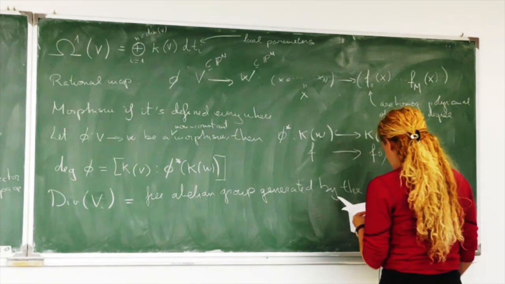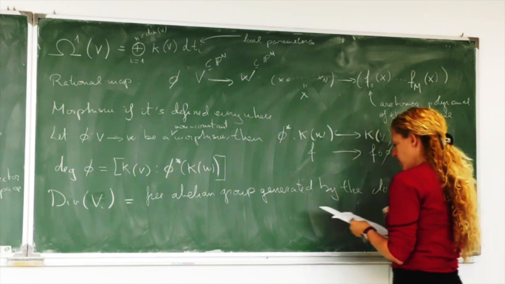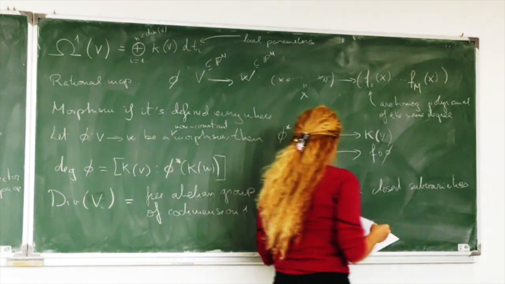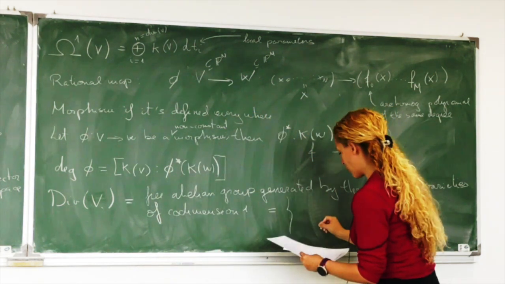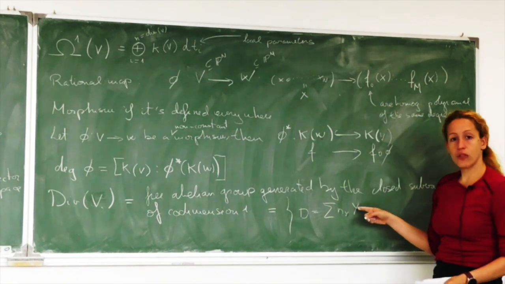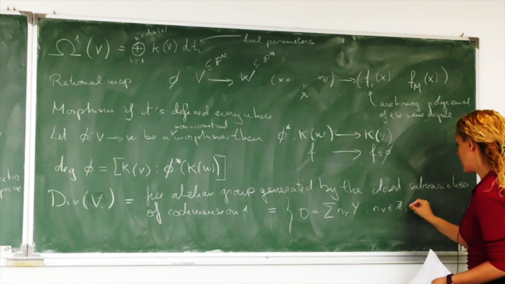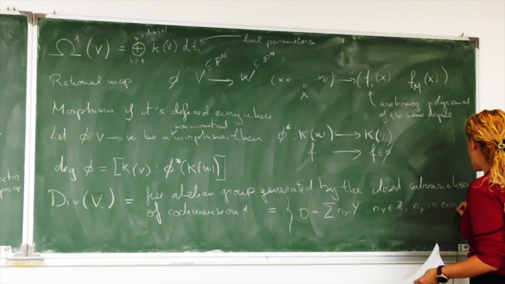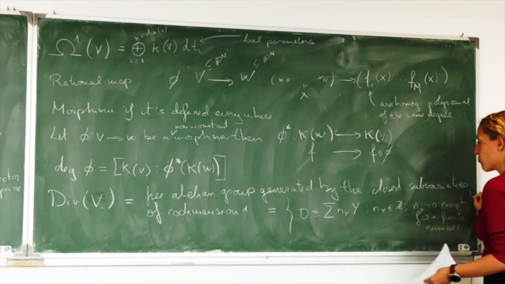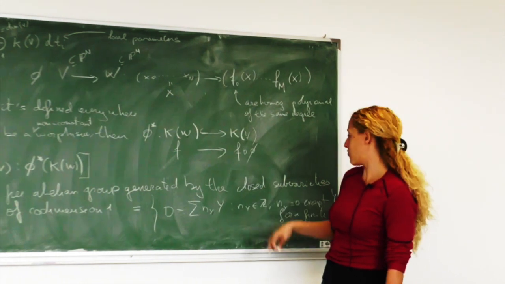So it's the free abelian group generated by the closed subvarieties of codimension 1. So basically, you can write the D's as a formal sum of closed subvarieties of codimension 1, and the n_i are integers, and the n_i are equal to 0 except for a finite number. So you can look at the divisor as formal sums of symbols like this, where the Y_i are those closed varieties of codimension 1.